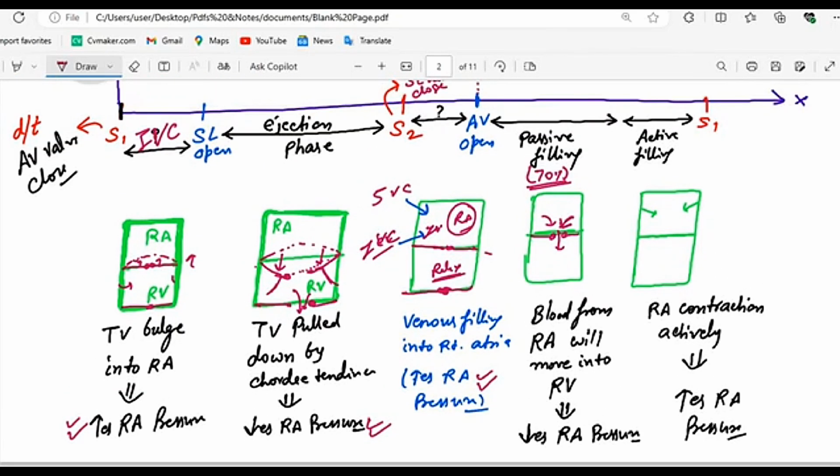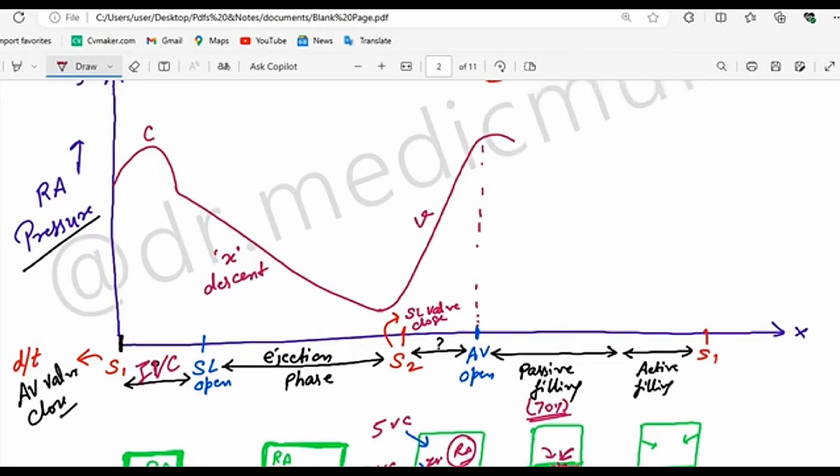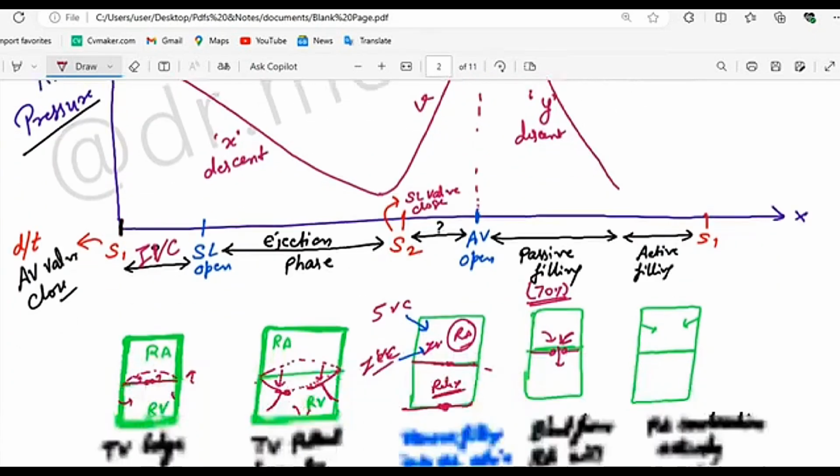Now again what will happen? The right atrium will relieve the pressure. Whenever the right atrium is empty, there will be a decrease in the right atrium pressure. So we will see a descent, and we call this descent the Y descent. Okay. Now this is just the 70%.